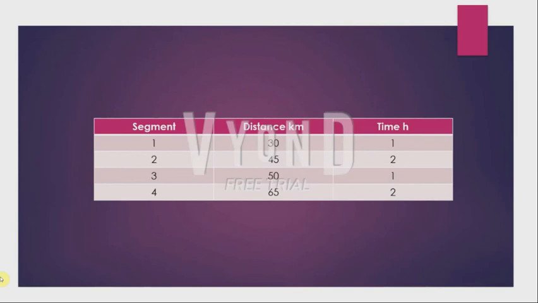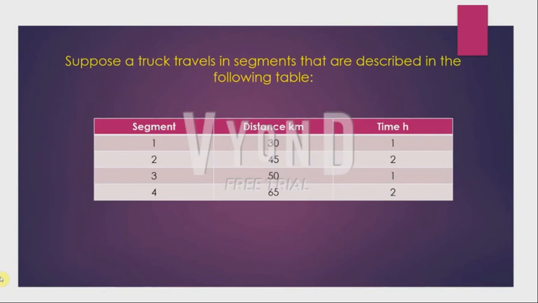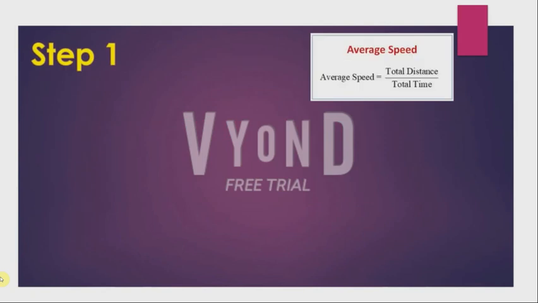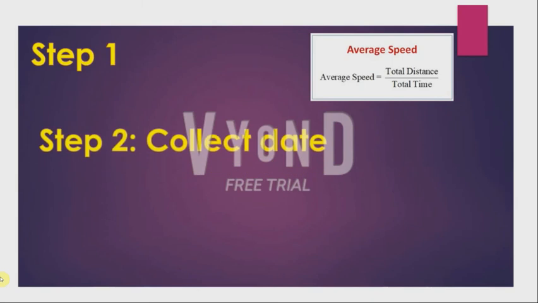Our last example here is that I have again an object that's covering a certain trip via 4 segments. So I have this table and I'm asked to calculate the average speed. Same steps. Step 1, average speed, total distance over total time. Step 2, I need to write the data. So all the distances given to me, 30 kilometers, 45 kilometers, 50, and 65.